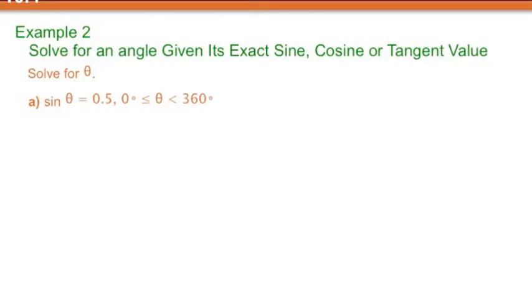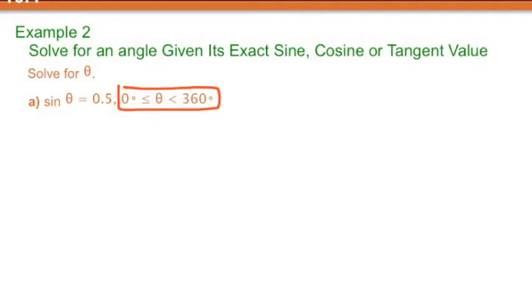So in this example, we're basically reverse engineering what we've done before. Now I've told you what sine of theta is. Sine of theta is 0.5. I've also told you specifically that we're dealing with all thetas, all angles, between 0 and 360 degrees. That piece is unimportant right now, but it does become important in a little bit.